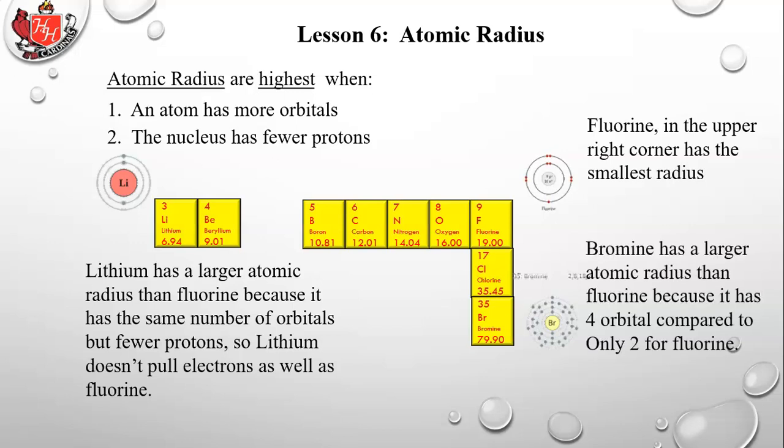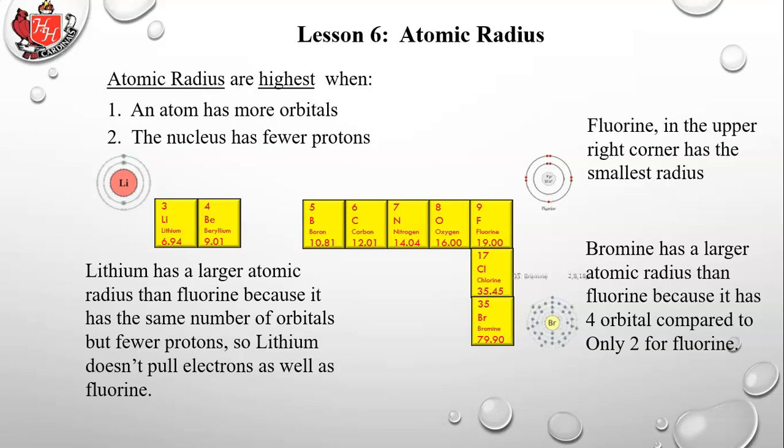Bromine has a larger radius than fluorine because it has 4 orbitals compared to only 2 for fluorine. That's kind of an obvious explanation. The more orbitals, the further out the electrons get. So an atom with more orbitals is going to have a larger radius. It's going to be bigger than one with fewer orbitals. So why bromine has a larger atomic radius than fluorine is kind of obvious. It's just more orbitals. It's the one going across from lithium to fluorine that doesn't seem to quite make sense.